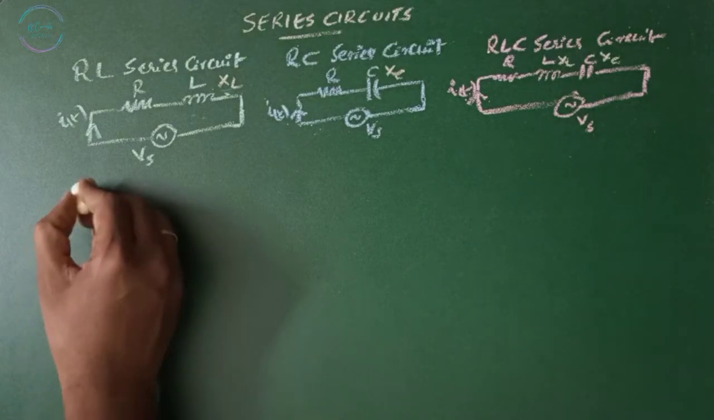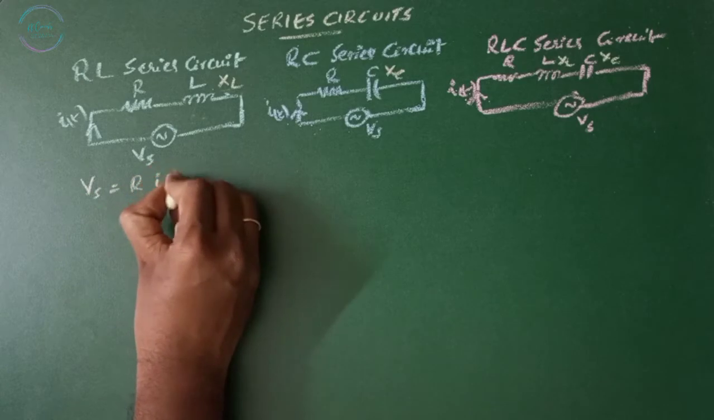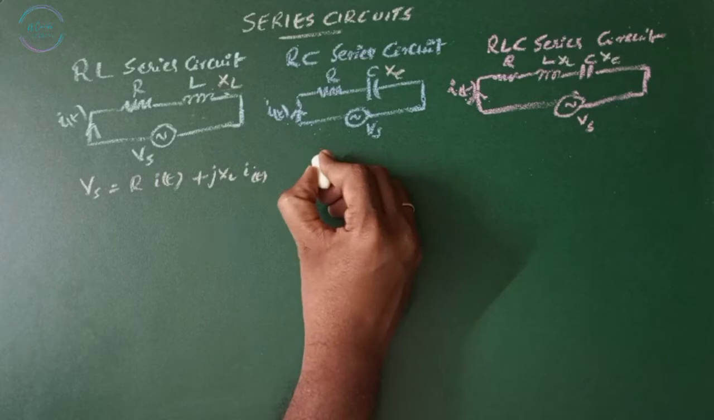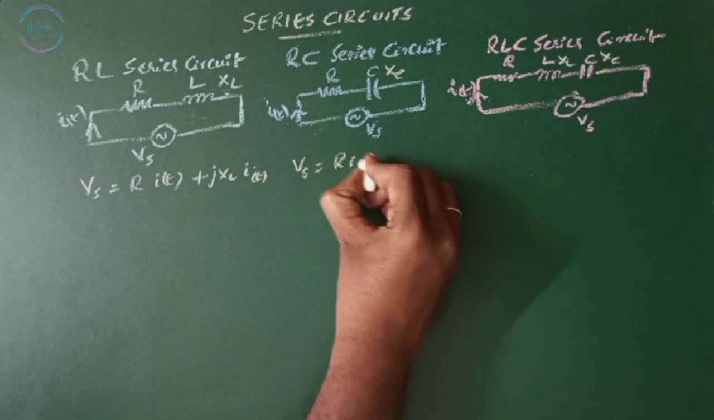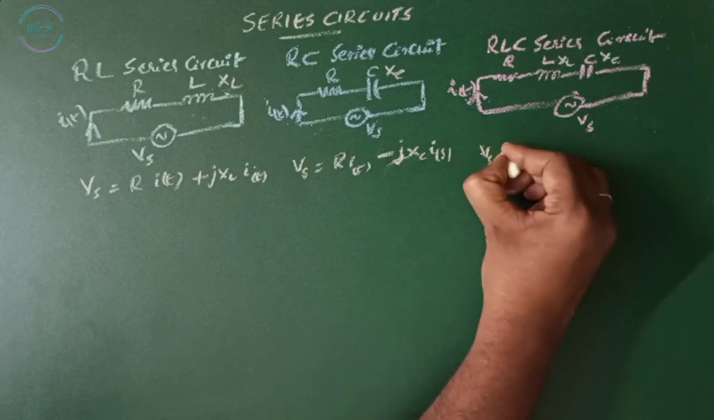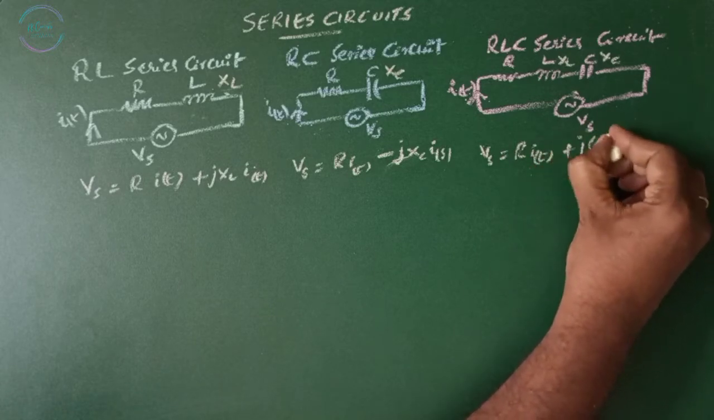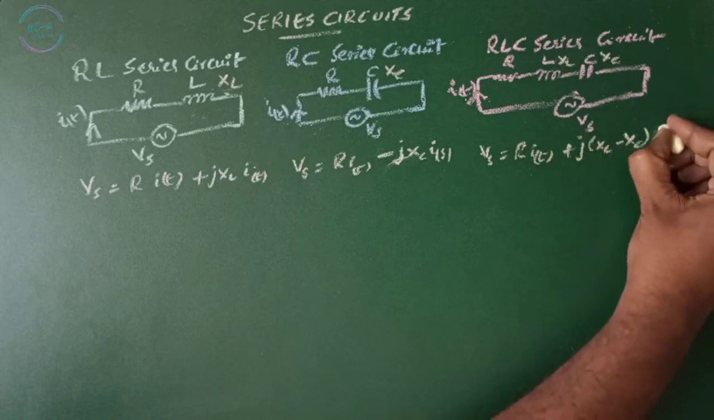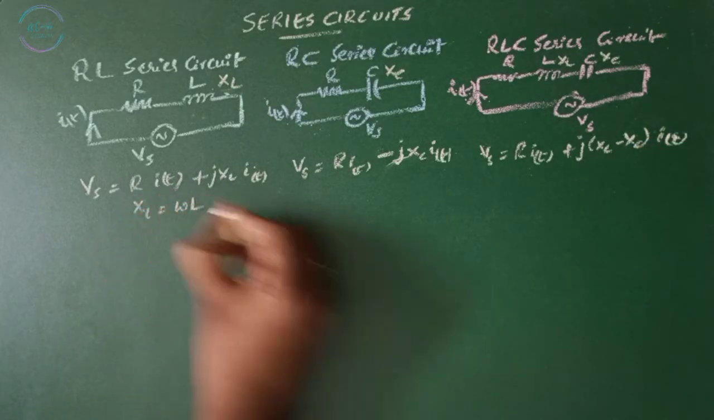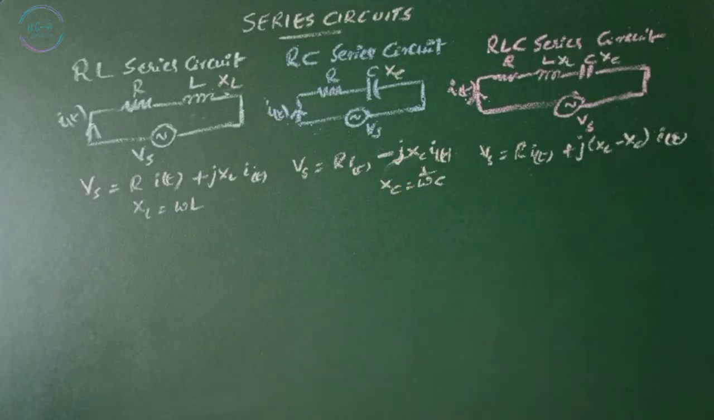sinusoidal. Now let us find out the voltages, that Vs equals R I of t plus j XL I of t. For this, Vs equals R I of t minus j XC I of t. This V of s equals R I of t plus j (XL minus XC) I of t, where XL equals omega L, XC equals 1 by omega C, and here both the combinations.